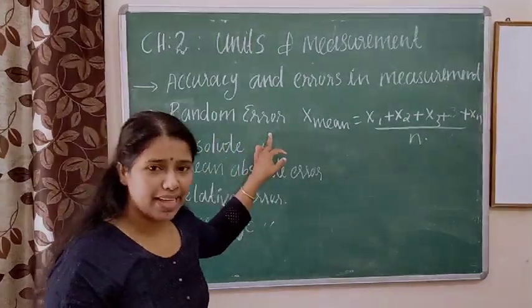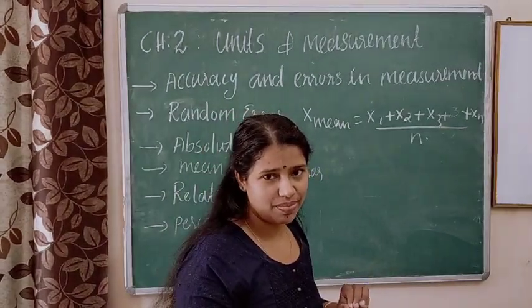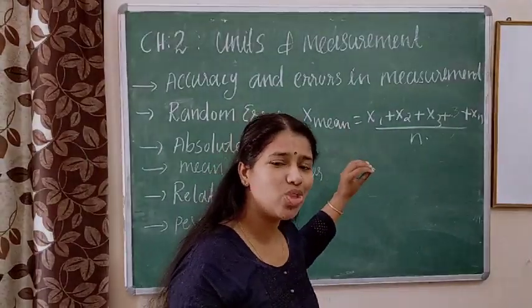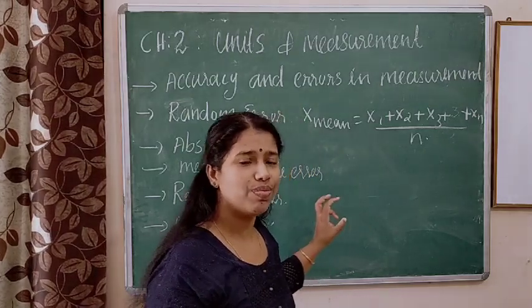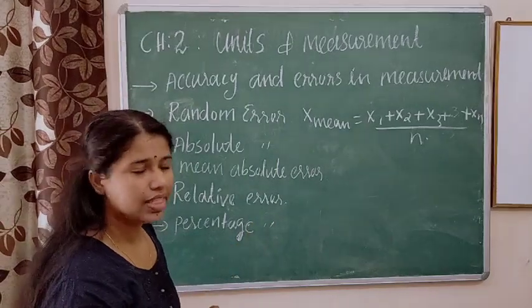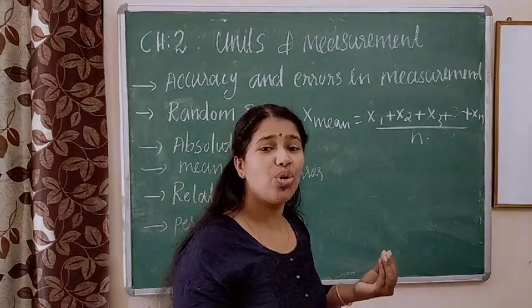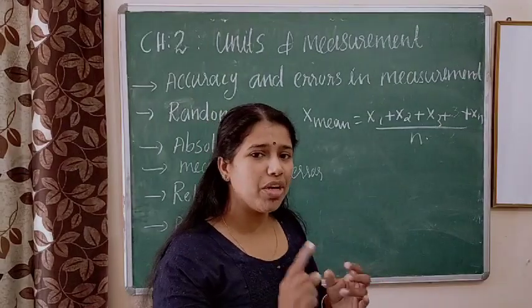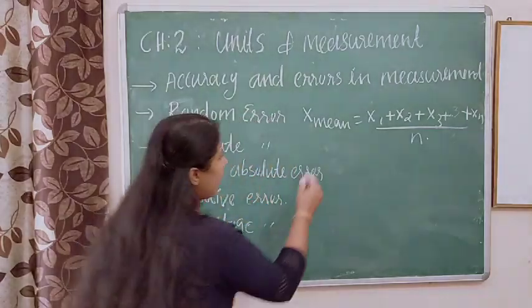Random error is the error caused by the individual who measures the quantity. We can calculate X mean, which is actually near to our true value. We consider X mean as the true value. Next one is absolute error. It is the magnitude of the difference between the true value and the individual measured value. We can write it like this.